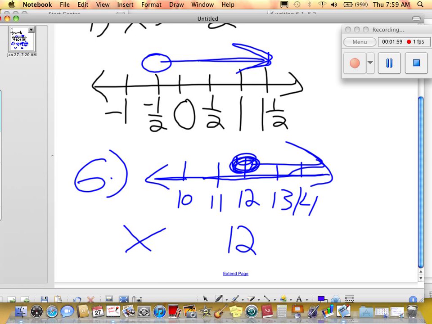Now we've got to figure out which way the inequality is. It's pointing to numbers that are greater than 12. So which one is the alligator going to eat, the x or the 12? The x. Because it wants numbers that are greater than it. It's a filled-in circle, so that means it should be greater than or equal to. Good.